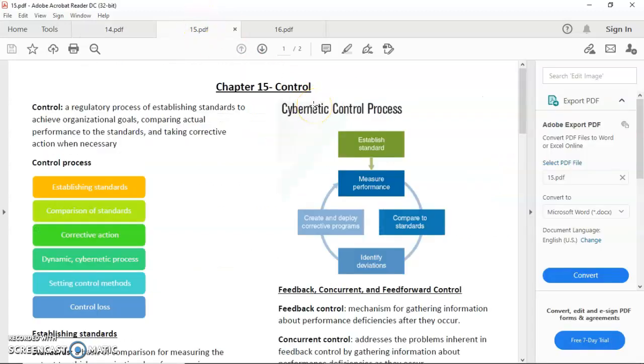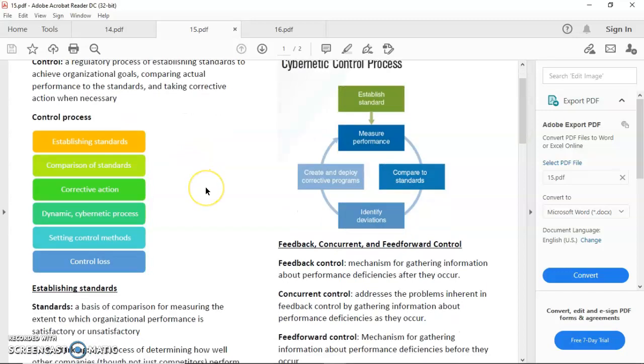After, for chapter 15, that is concerning control. Control is a regular process of establishing standards to achieve organizational goals, comparing actual performance to that standard, and taking corrective action when necessary. So the controlling process is: establishing standards, comparison to standards, corrective action, dynamics, cybernetic process, and setting control methods, and control loss.